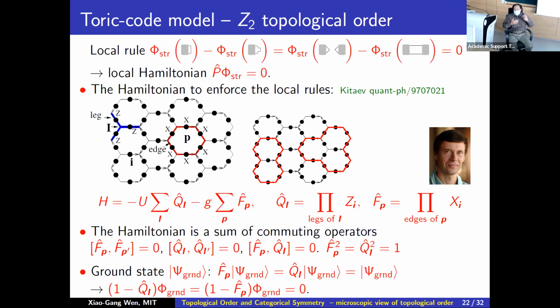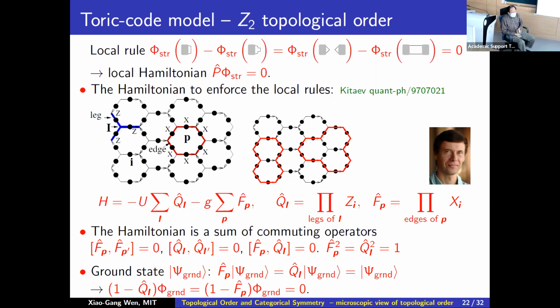So this term enforces the closed loop condition. And this F term is defined on the plaquette. It is a product of six X operators around the plaquette. Just flipping the spins around a plaquette is adding a thermal loop or deforming a string. So this is like a string hopping. This is a string constraint, and this is a string hopping, which makes the string fluctuate.